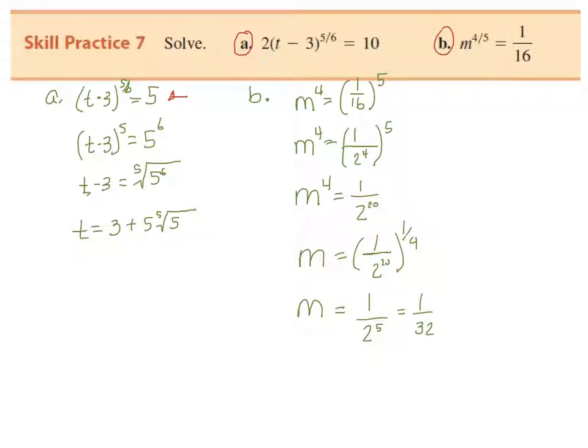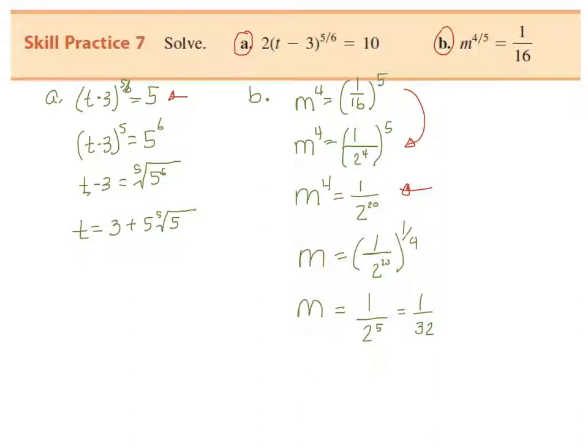For b, m to the 4th is equal to 1 over 16 to the 5th. What we did is we took the 5th power of both sides of the equation. And in the second part of this equation, I'm writing 16 as a factor of a prime 2, so 2 raised to the 4th power. So m to the 4th is equal to 1 over 2 to the 4th raised to the 5th power. Well, when we do the exponent, 1 to the 5th power over 2 to the 4th raised to the 5th power, we get m to the 4th is equal to 1 over 2 to the 20th power.